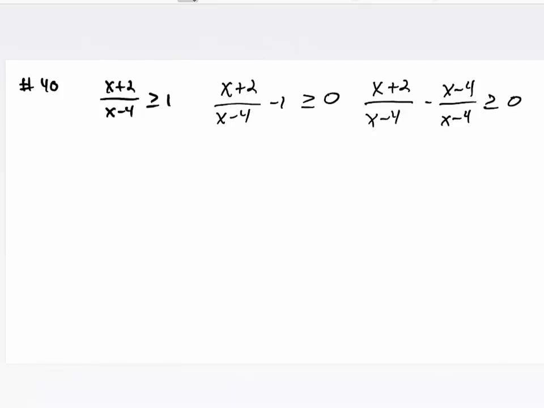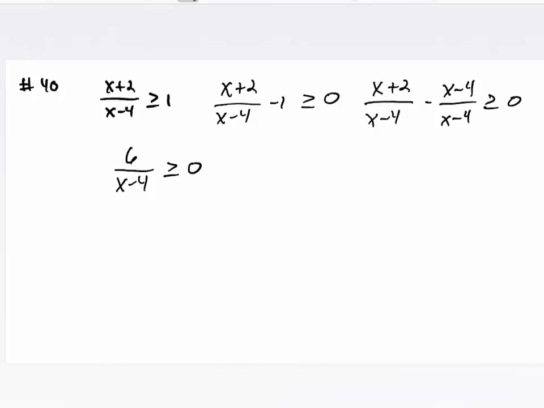And so now I can go ahead and combine like terms. So this is going to be x plus 2 minus x plus 4. So x plus 2 minus x plus 4. And then, of course, my denominator will just be my x minus 4. And so we combine those two, and we're going to end up with 6 over x minus 4 is greater than or equal to 0.